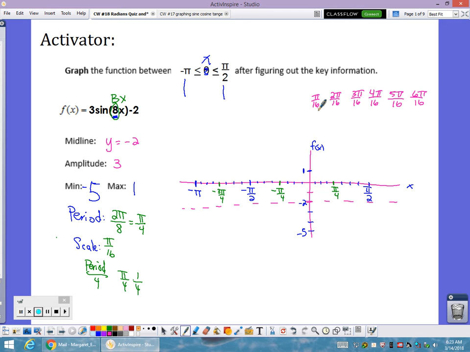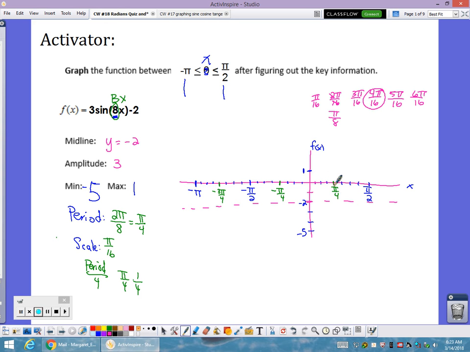So 1 pi over 16 is going to be here. 2 pi over 16 simplifies to pi over 8. That's what I would put here. 3 pi over 16 goes here. And 4 pi over 16 simplifies and just becomes pi over 4. Each of these tick marks represents one more pi over 16.